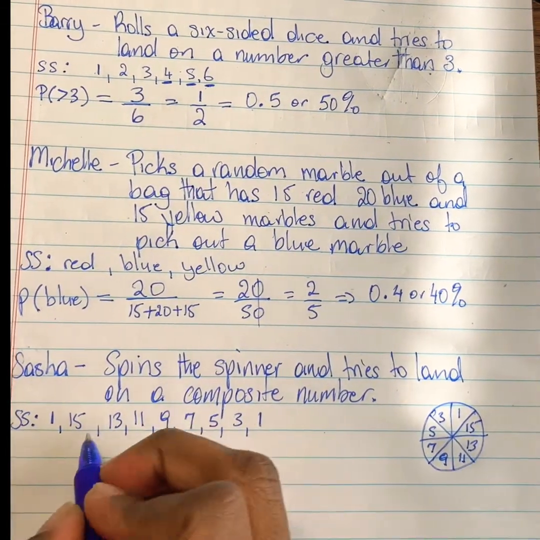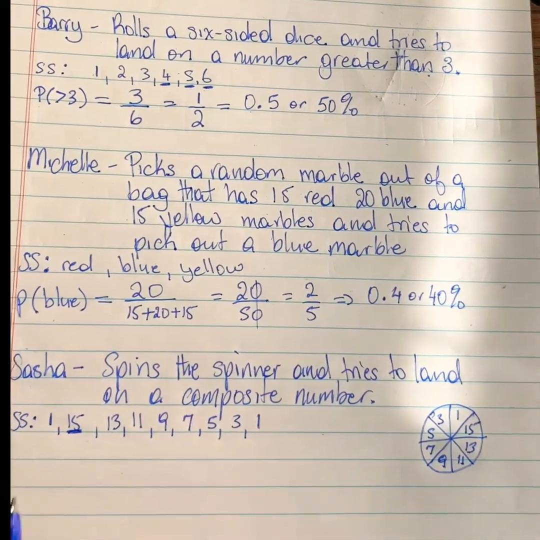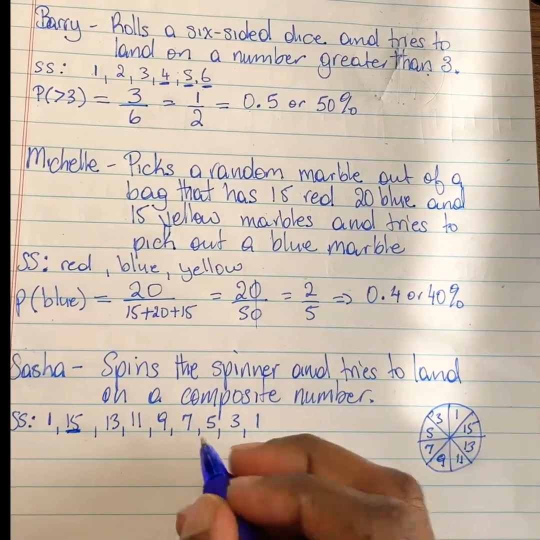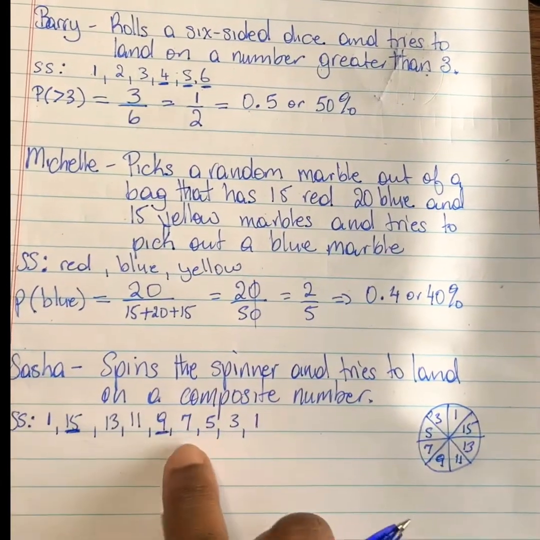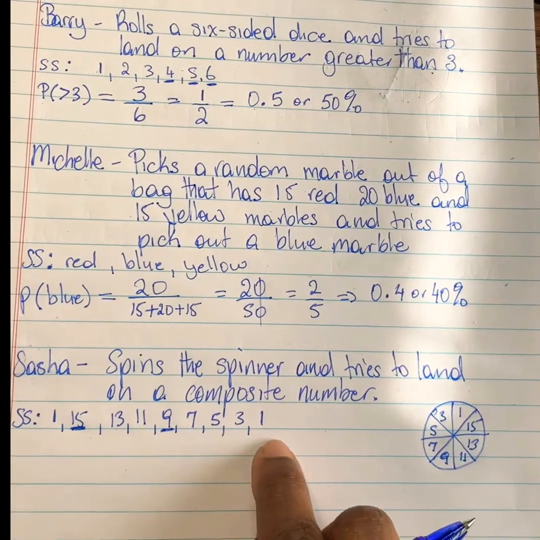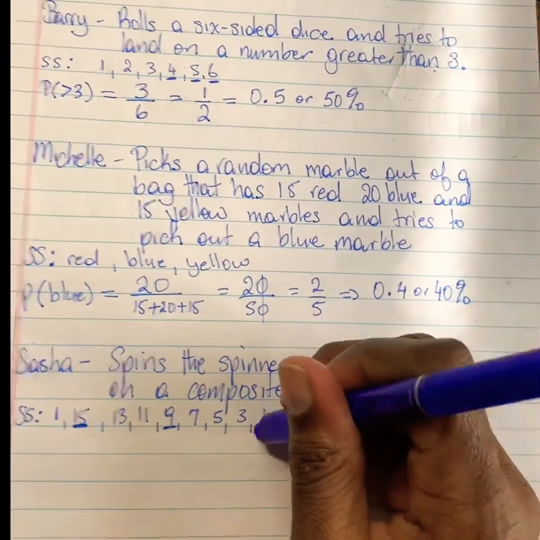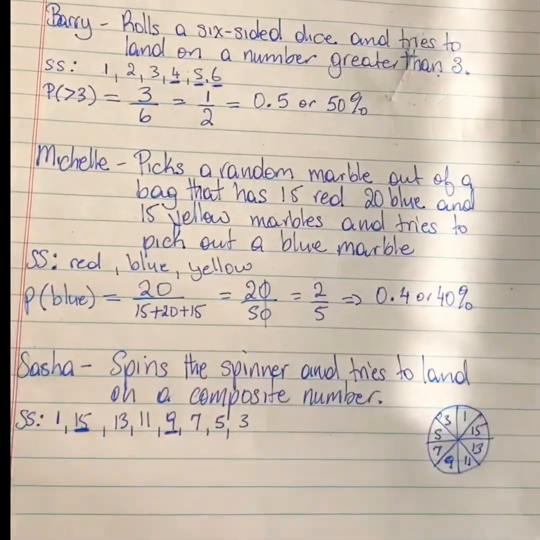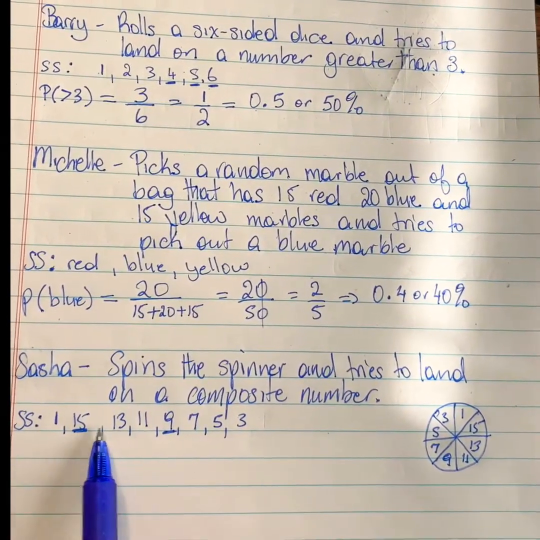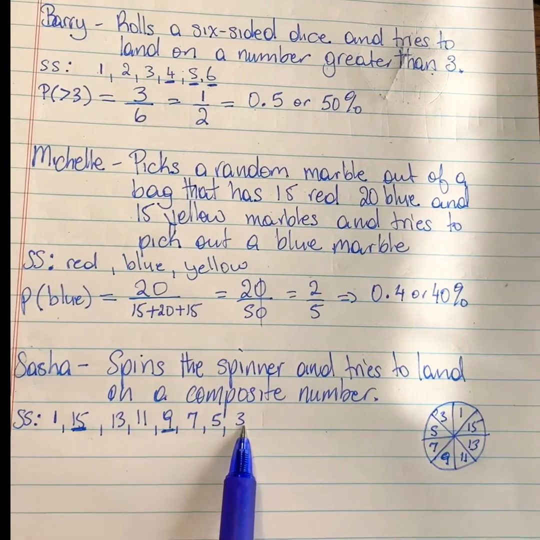So the first number, 15, is a composite number. Then prime, prime. 9 is a composite number. 7 is prime. 5 is prime. 3 is prime. And 1. Let's erase this one because I wrote it already. Sorry about that. Okay? So in this case, we have 1, 2, 3, 4, 5, 6, 7, 8 numbers.